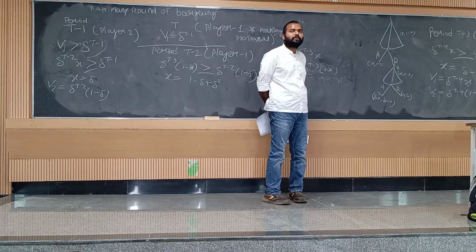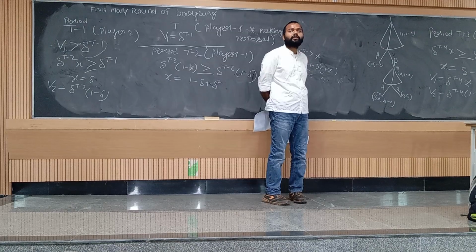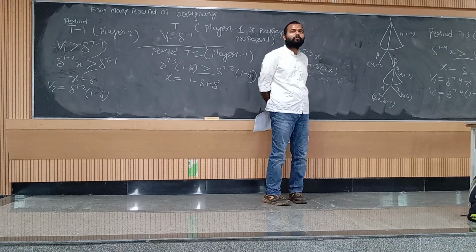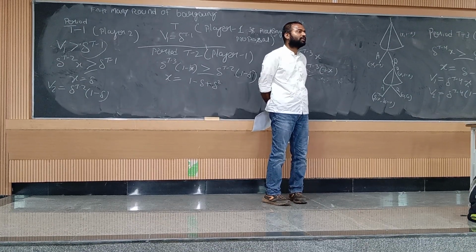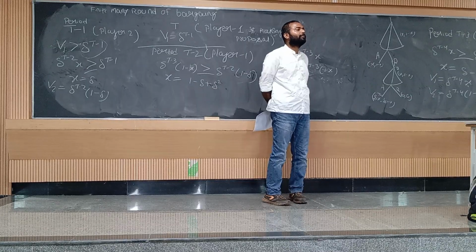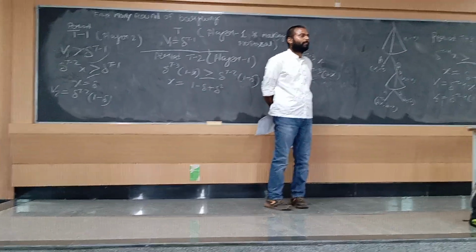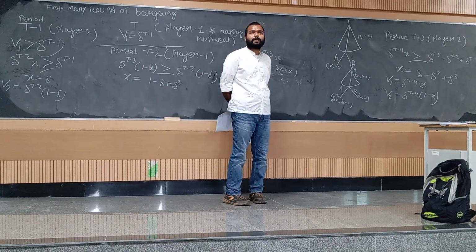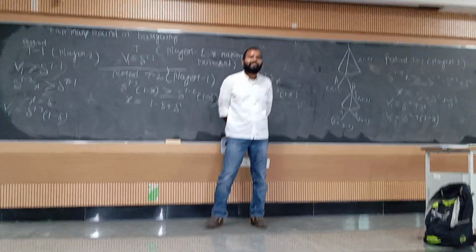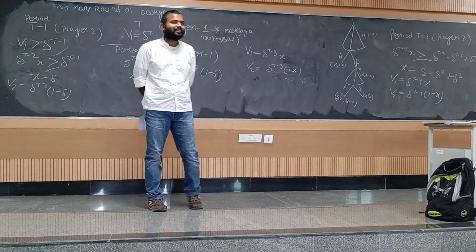Are you able to understand what I'm saying and why we are using backward induction? So that we can calculate what the proposal made by player 1 in period 1 should be, so that player 2 should not reject this proposal and the game should end in period 1 itself. Okay. Can anyone repeat what I have said? Anyone?